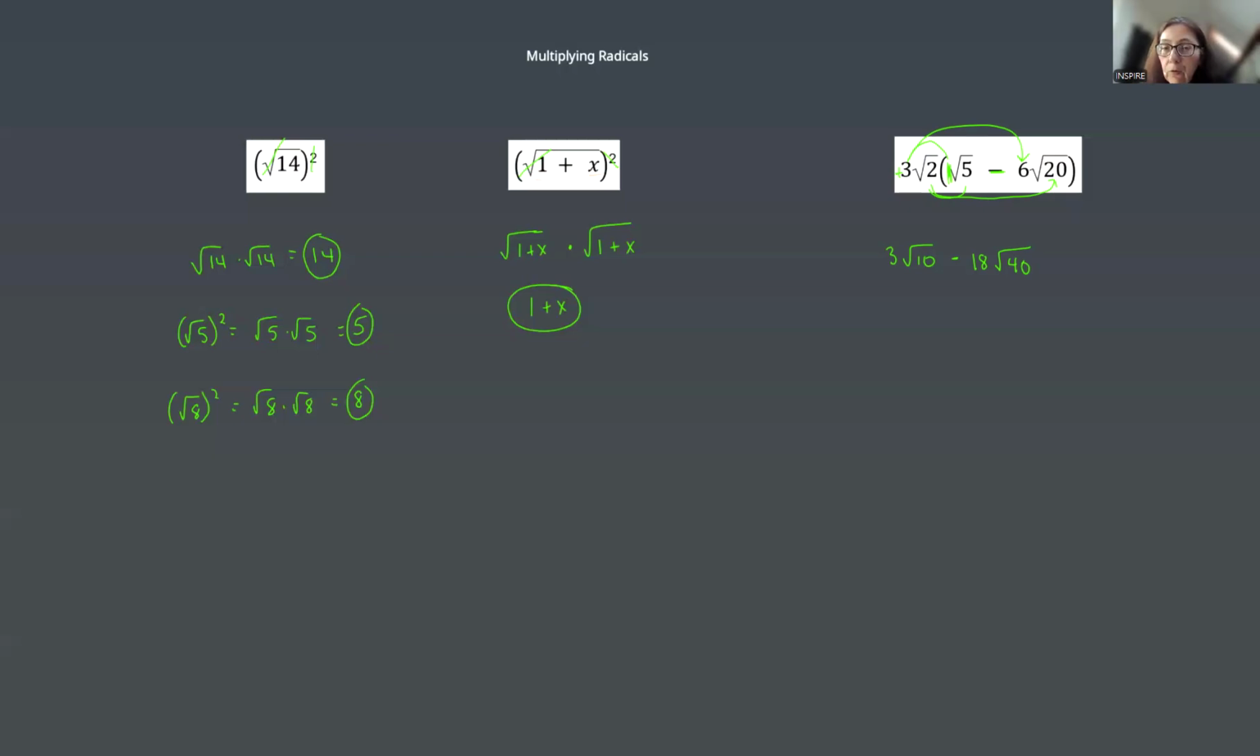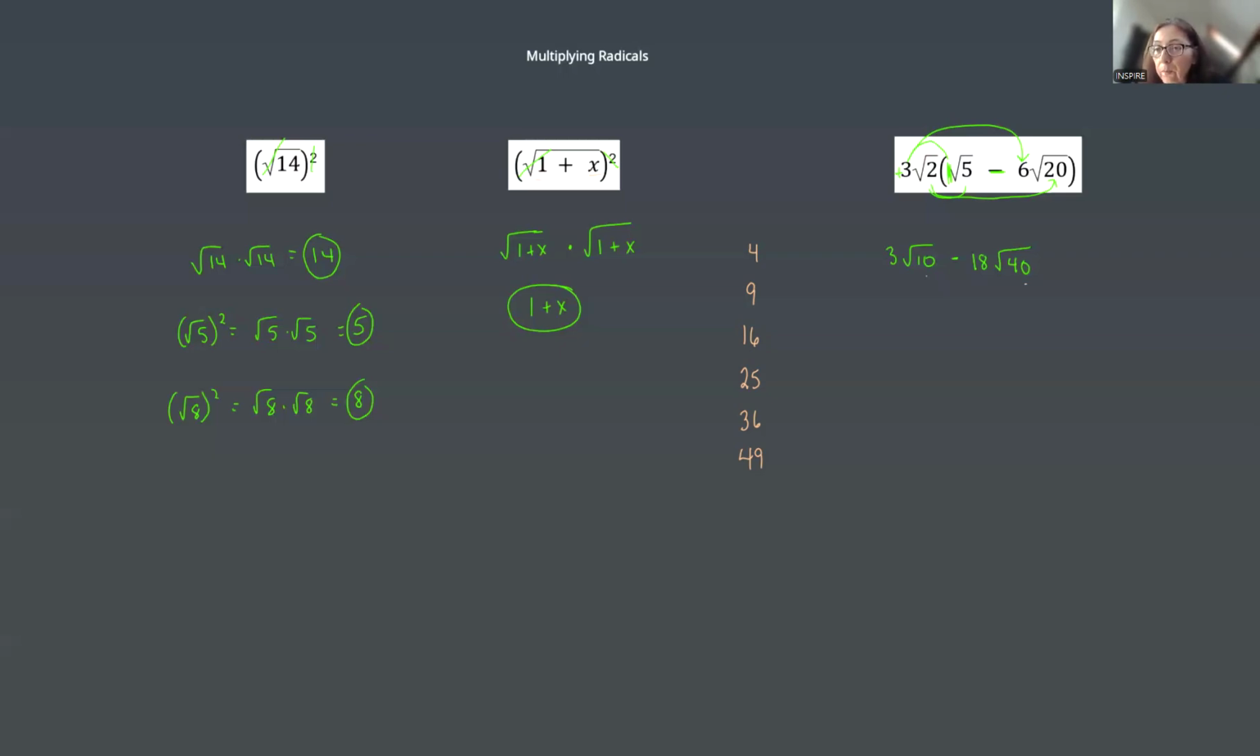So let's look at our list of perfect squares again. 2 squared is 4, so 4 is a perfect square. 3 squared is 9. 4 squared is 16. 5 squared is 25. 6 squared is 36. 7 squared is 49. I don't need to go higher than that because these numbers are less than that. So, first of all, look at the square root of 10. Is it a perfect square? No, it's not in the list.